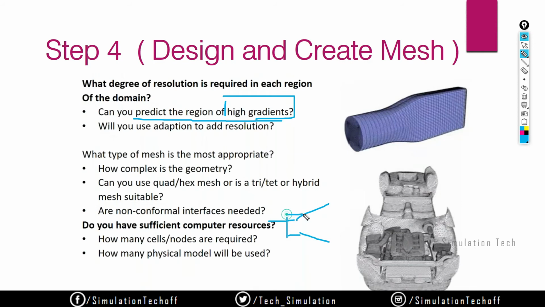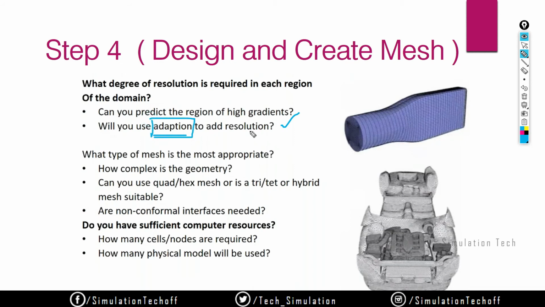So here is the resultant area. We need to create more precise meshing. And will you use adaptation to add resolution? We have an adaptive size function. It's an automatic procedure in Ansys Workbench. So in CFD also you can use this option.